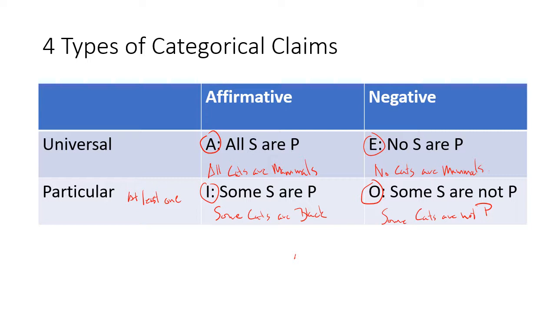So there we have it. Our four types of categorical claims are universals, the A and the E, all S are P and no S are P, and our particulars, the I and the O, some S are P and some S are not P.